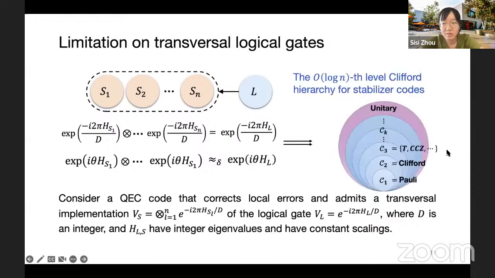As an example, if we consider a stabilizer code, it means that this type of transversal logical gate cannot go beyond O of log n's level in the Clifford hierarchy. So it shows that by considering this approximate symmetry property of error encode, it is possible to get a bound on the gate precision using our results.